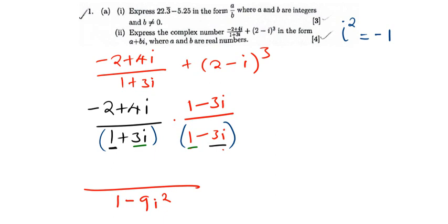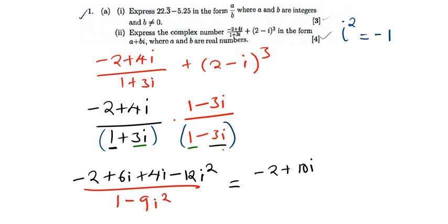For the numerator, we can multiply everything. Negative 2 multiplied by this part. So we're going to have negative 2 and then positive 6i. Negative 2 multiplied by negative 3 will give us a positive. And then 4i multiplied by the 1 will also be 4i. 4i times negative 3i, that's going to be a minus 12i squared. And then that will give us negative 2 plus 10i.